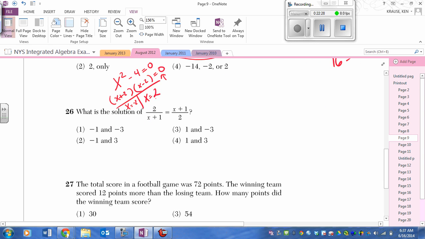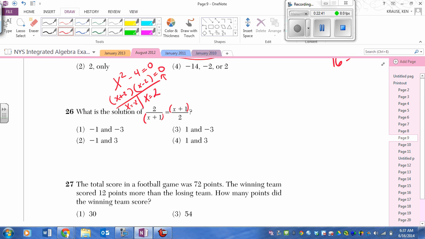Alright, so what I'll do is you're going to cross multiply, but be careful, you have to cross multiply doing this. I'm going to show you another way to do this problem as well. So to cross multiply, I can change the colors. Oh, I have an eraser too, so if I wanted to, I can get rid of things. Let's cross multiply. So I get 2 times 2 is 4 equals x plus 1 times x plus 1.